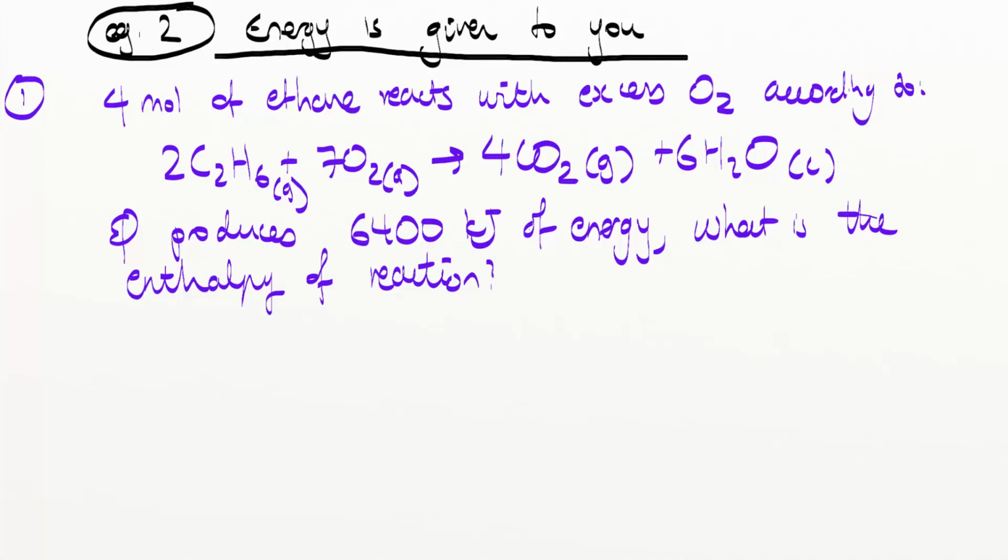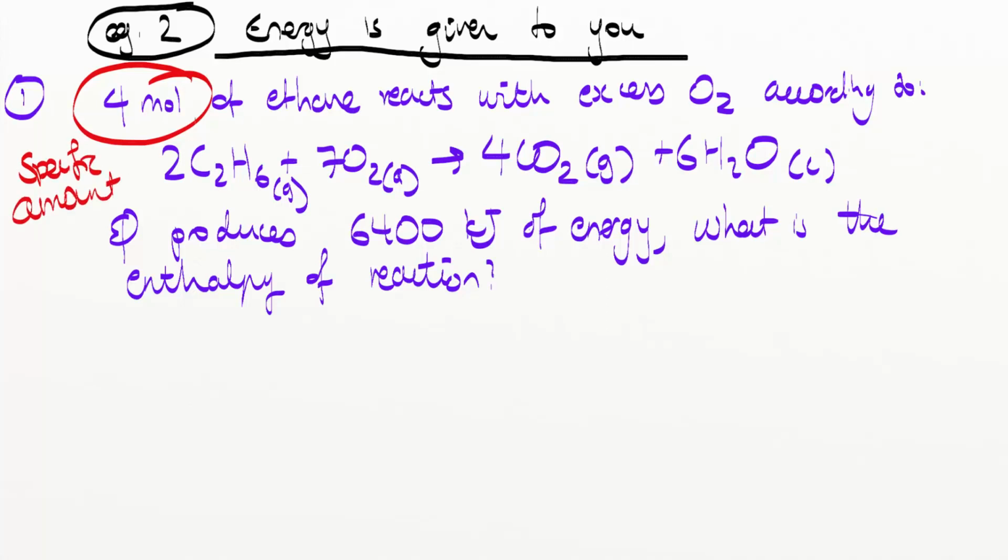Okay, so the second type of question is where an amount of energy is given to you. There are two types, and we'll look at the first one here. The first type will give you a question something like this. They'll give you a specific amount of something that will be reacted. In this case, we've got, say, 4 moles. So this is our specific amount.